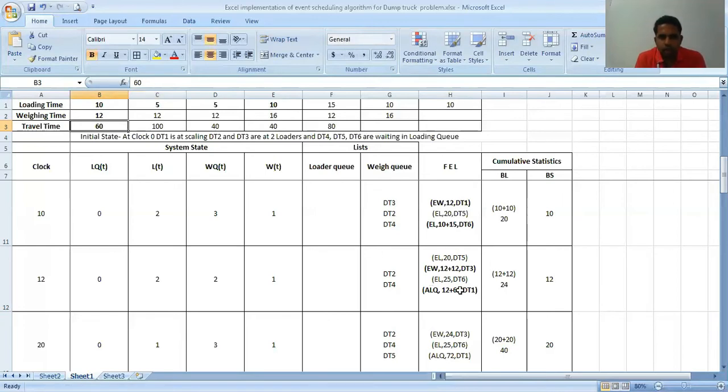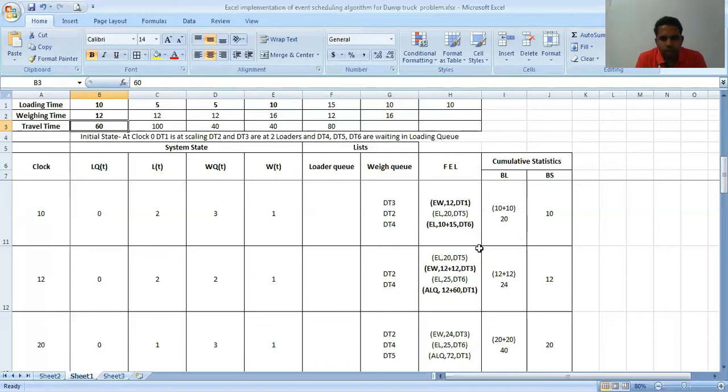Next, up to this time, both the loaders were busy. Therefore, 12 plus 12, it's going to be 24. And up to this time, the scaling is busy, so only one scaling machine is there. Therefore, it's going to be 12 only. Remember, two loaders are there. That's the reason we are using 12 plus 12. Only one scaling machine is there. That's the reason it is 12 only.